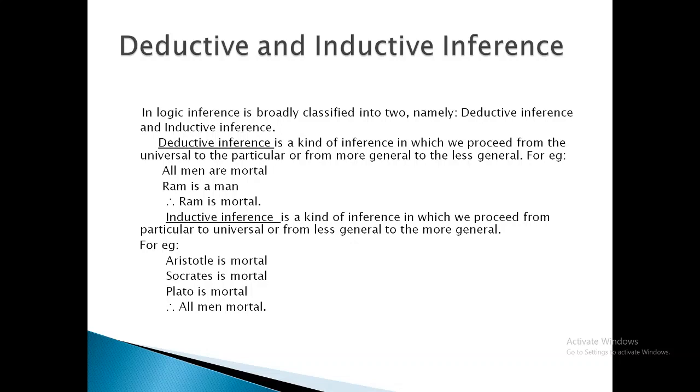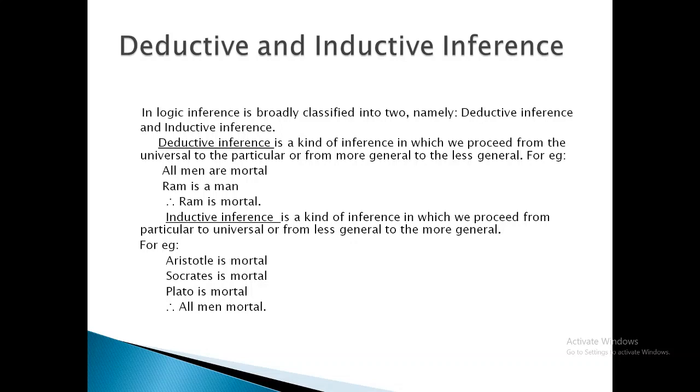This knowledge, as all men are mortal, is not direct knowledge. It is an indirect knowledge. It is an inferential knowledge. We are inferring by perceiving some particular cases. We are inferring that all men are mortal.